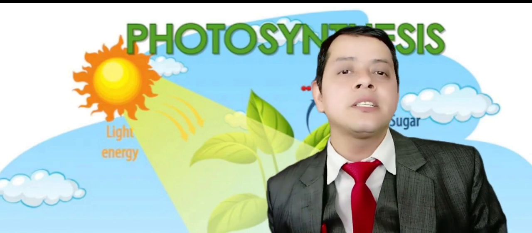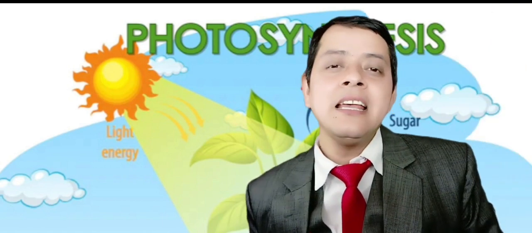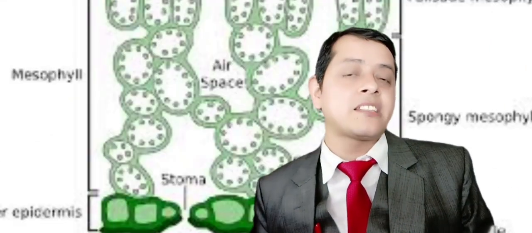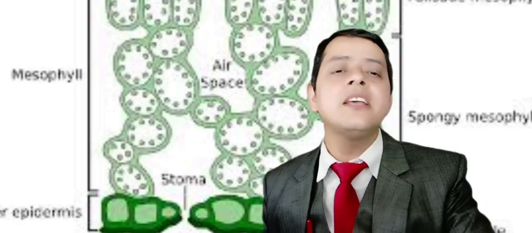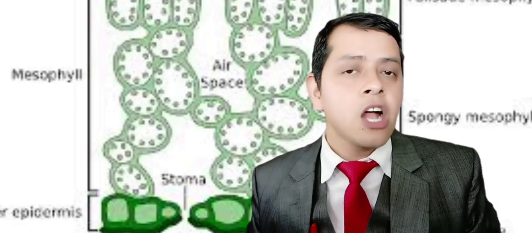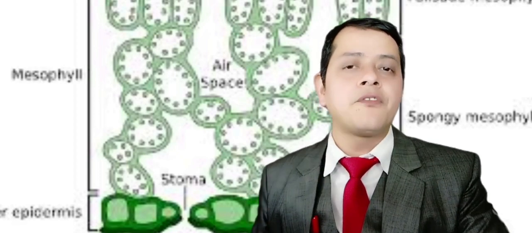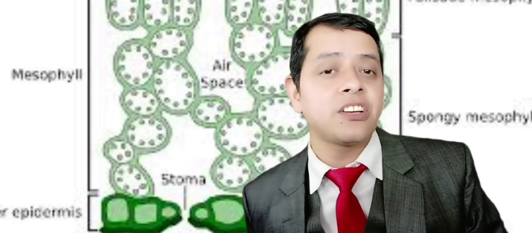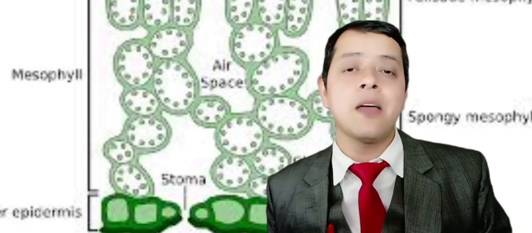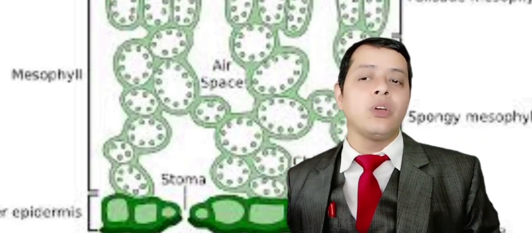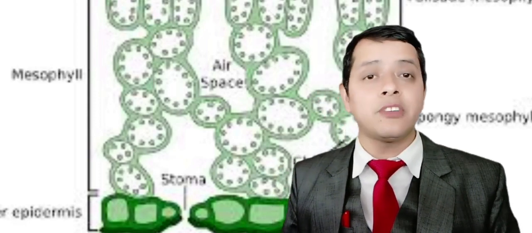And then the last step, that is reduction of carbon dioxide to carbohydrate. Yes, that's what the step is. Then the last step is reduction of carbon dioxide to carbohydrate, which is a very good step where we get the starch molecules. Yes, that's what our aim was for the photosynthesis.